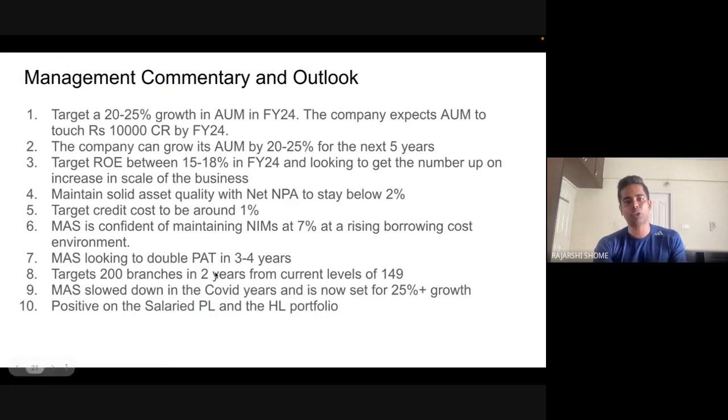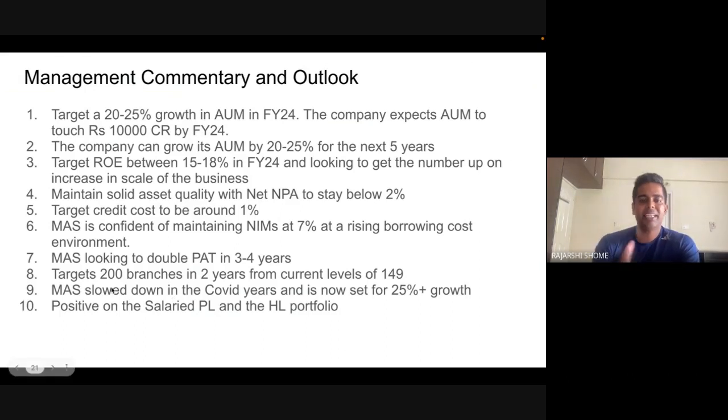Right? So MAS is also looking to double PAT in 3 to 4 years. If you want to double PAT in 3 to 4 years, that means profit after tax or EPS will grow at 20%. So MAS is also a company that if you're targeting 15, 20, 25% in your portfolio, like I have MAS in my portfolio and I understand my return expectations will be around 20% going forward, provided the company keeps on delivering what they promise.